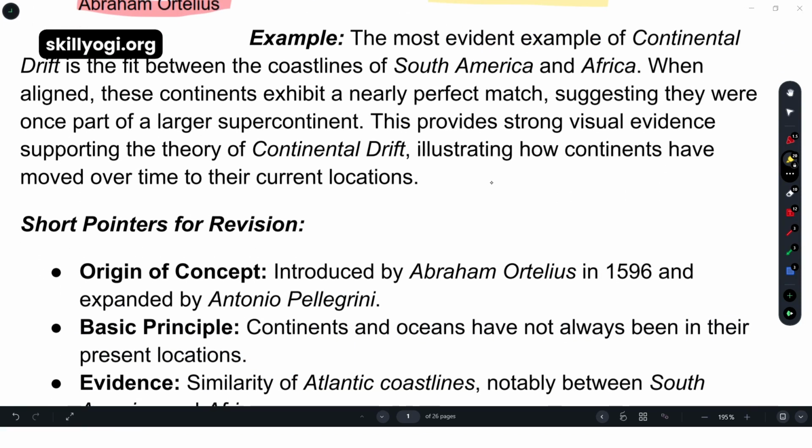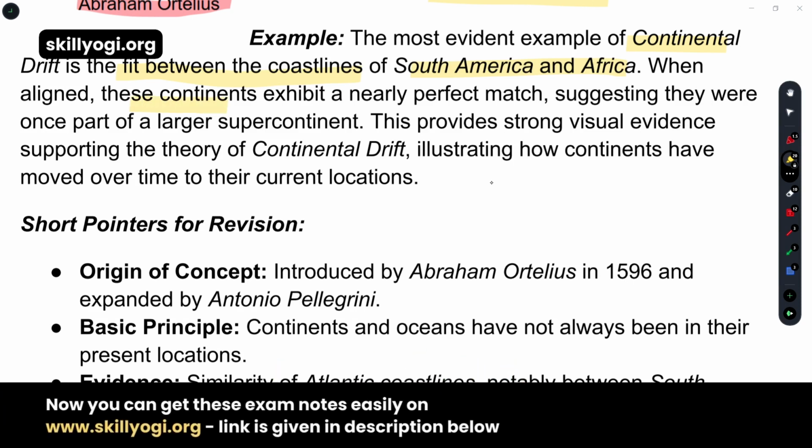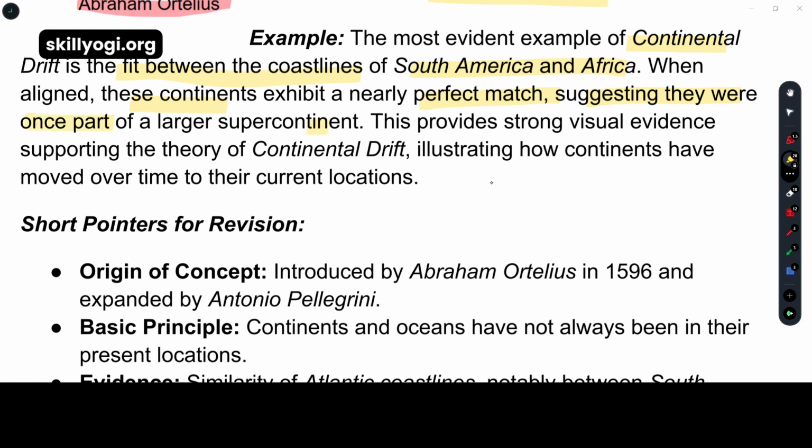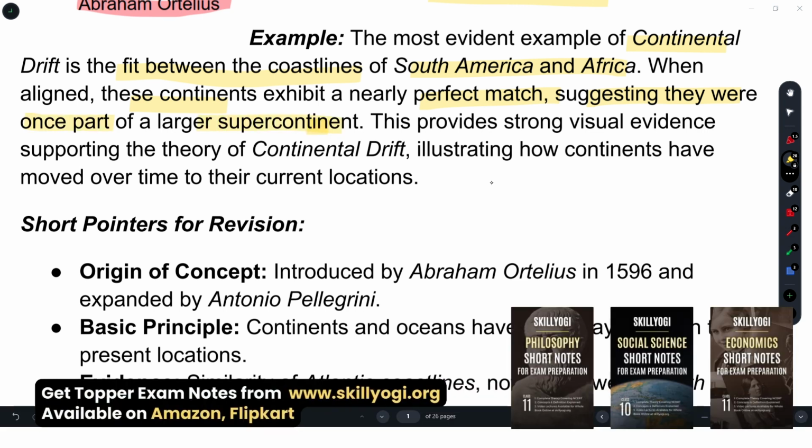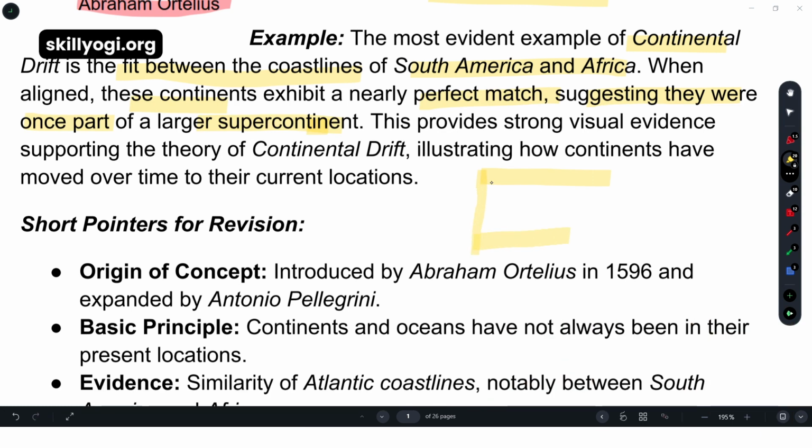The most evident example of continental drift is the fit between the coastline of South America and Africa. When these 2 continents are aligned to each other, they exhibit a nearly perfect match. It is like playing with a jigsaw puzzle, where the perfect matches fall into place. This suggests that they were once part of a large supercontinent. That means only one large continent was there, and portions were later separated from each other. Now they are known as different continents.